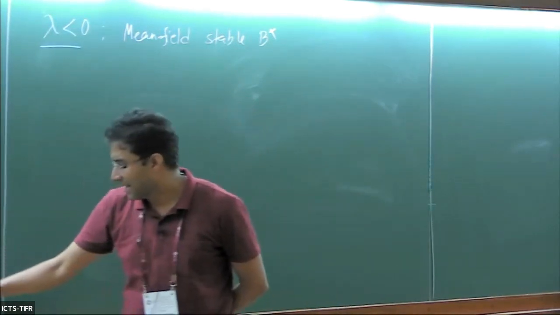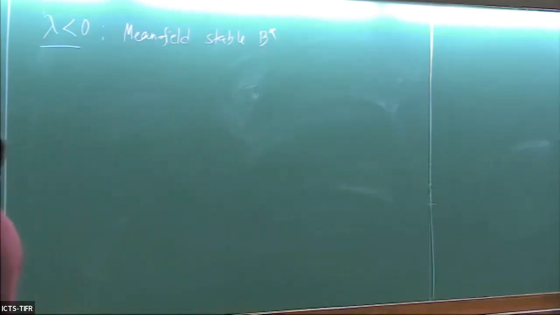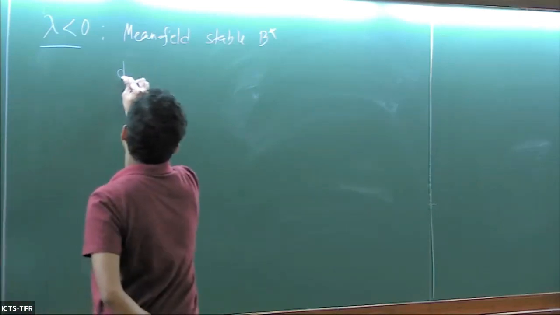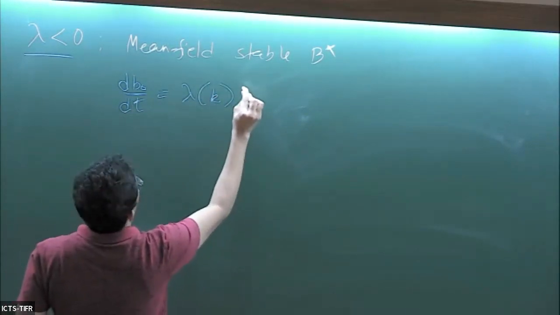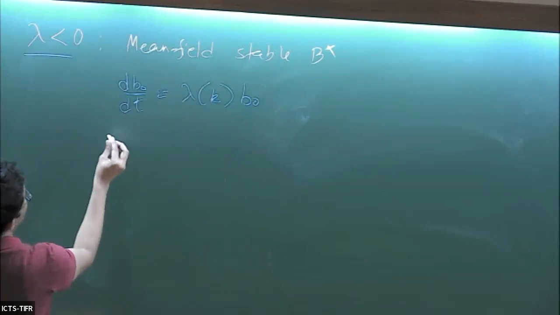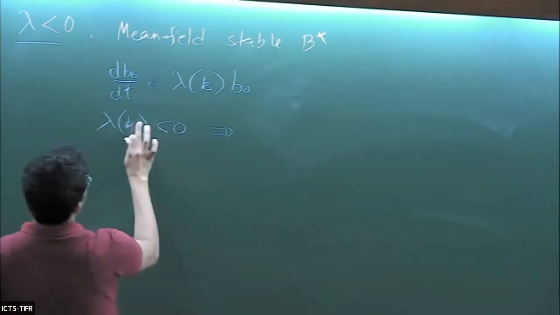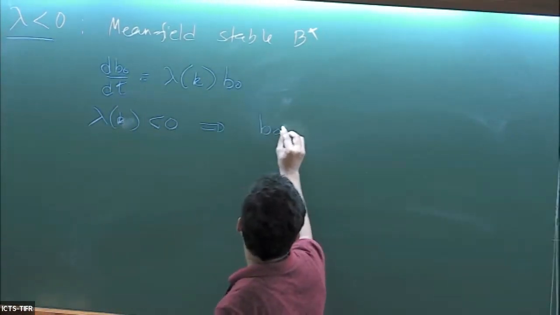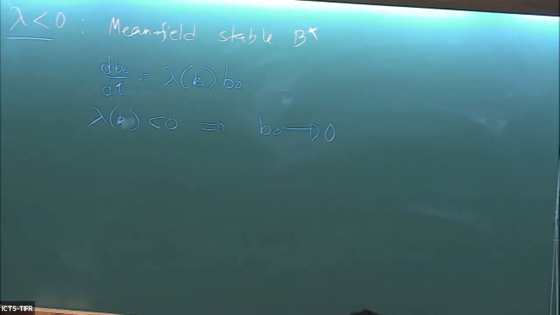If lambda is negative, this entire term will also be negative. Therefore, you can call this lambda k. So you have dB0 by dt equals lambda k times B0. If lambda is negative, then lambda k is also negative. So lambda k is negative, therefore B0 goes to 0 with time. That means the sinusoidal perturbation that I have made actually decays. The amplitude of that decays exponentially with time.